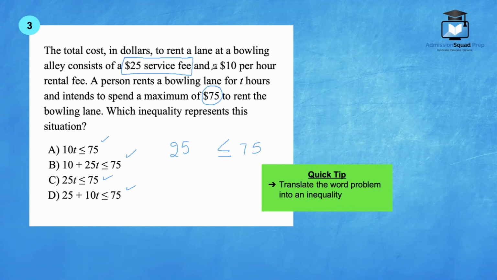But let's confirm. We also have a $10 per hour rental fee. So each hour, they're going to pay $10. So that's where we're going to have the variable attached because we're going to take T and multiply it by 10. So we have $25, which is our one-time service fee, and then $10 times the number of hours. So 25 plus 10T is less than or equal to 75. So of course, D is the correct answer.